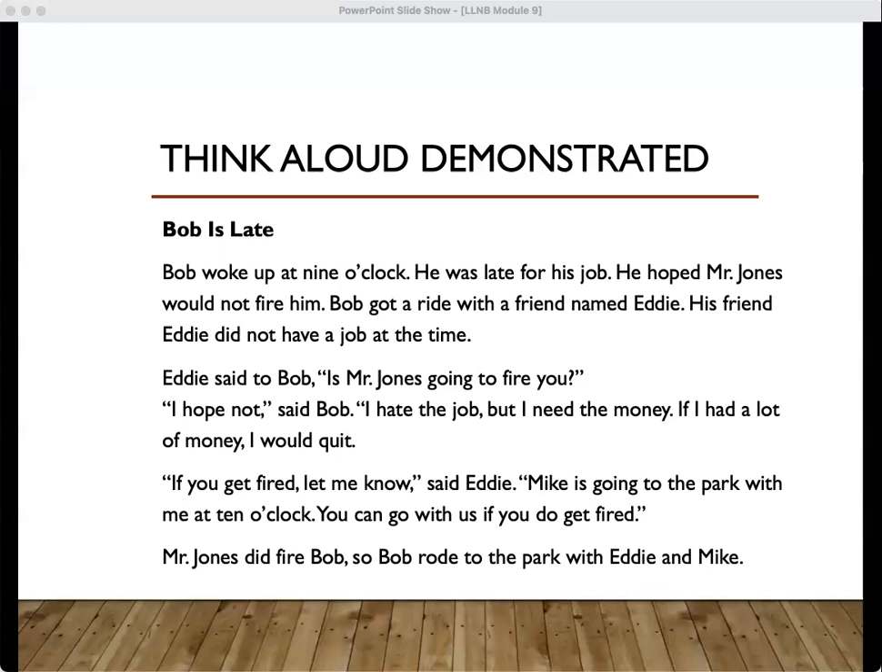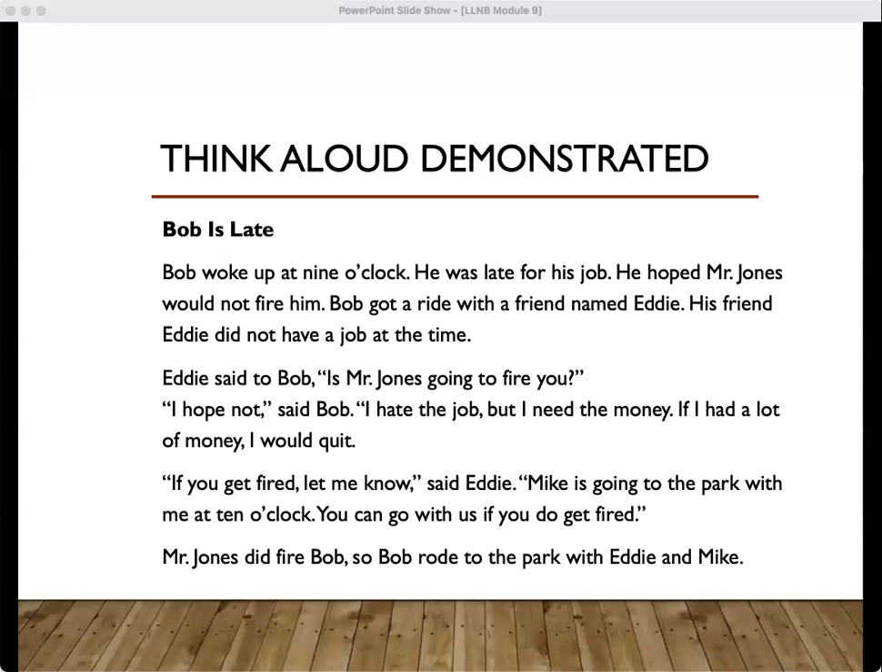Okay, Bob really did get fired. This is the effect of being late. The cause that is clearly stated in the story is that he was late for his job. My experience tells me that there's still something more going on. This is an extreme reaction to one time late.